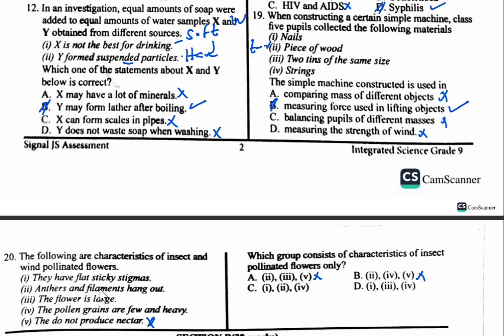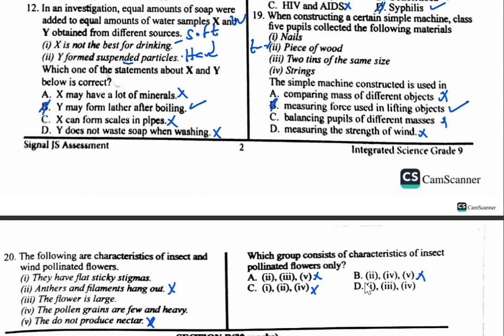So let us look keenly. Roman 2, anthers and filament hang out. This one is not true. For insect-pollinated flowers, the anthers and the filament don't hang out. They are inside the flower. So this is for wind, and the reason is because they hang out so that they can release the pollen grains into the wind. And therefore, the option with Roman 2, C, is not the correct option. Anthers and filament hang out is for wind-pollinated flowers.